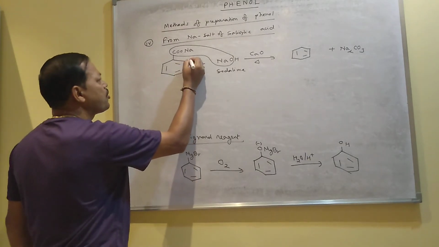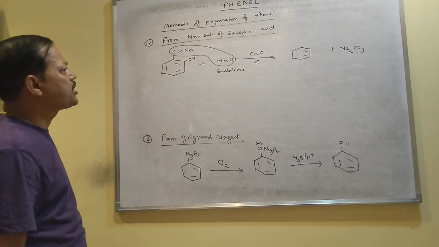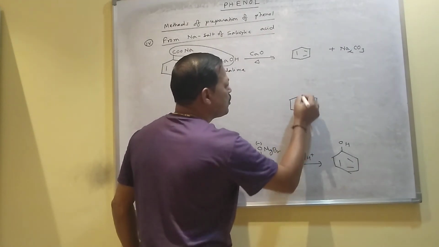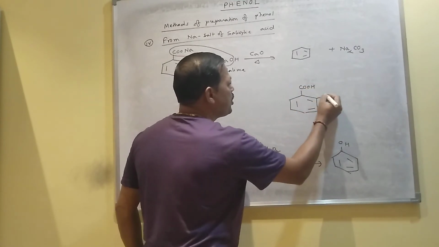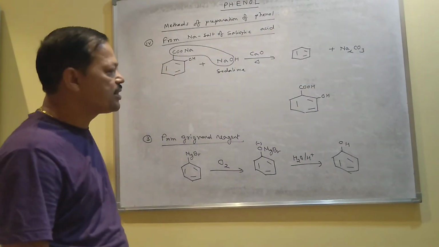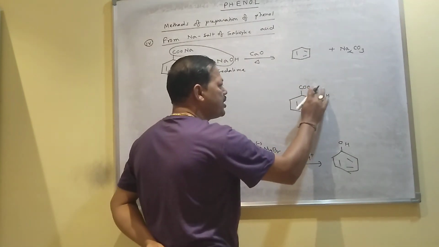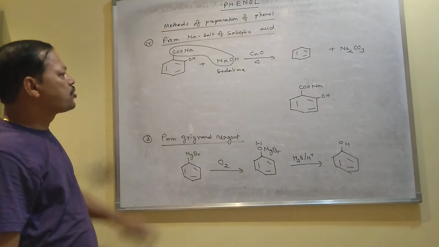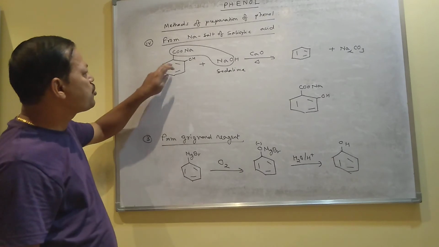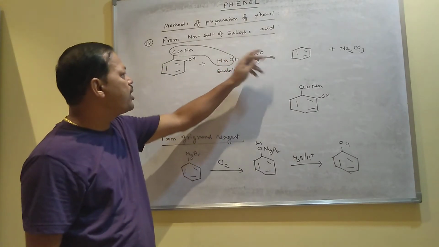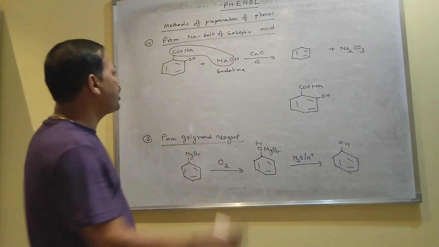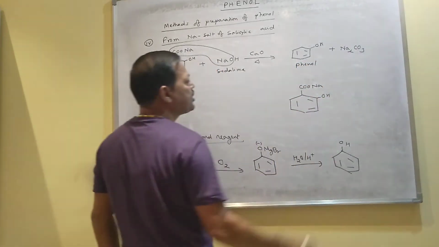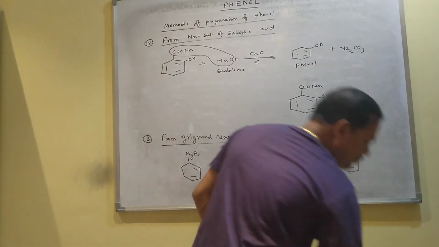Salicylic acid means it should contain one OH group, then the compound is called salicylic acid. I mean when benzene contains one carboxylic acid group and one OH group, this compound is called salicylic acid, and when the carboxylic acid hydrogen is replaced by sodium metal, it is called sodium salt of salicylic acid. When the sodium salt of salicylic acid reacts with soda lime, this part will be released as sodium carbonate, and the OH group will be present here, which is phenol. So this is another method of preparation for phenol.